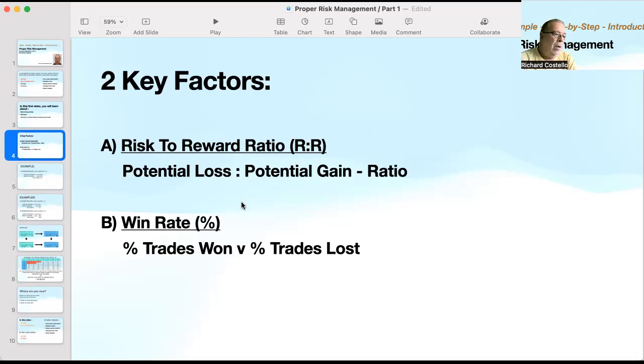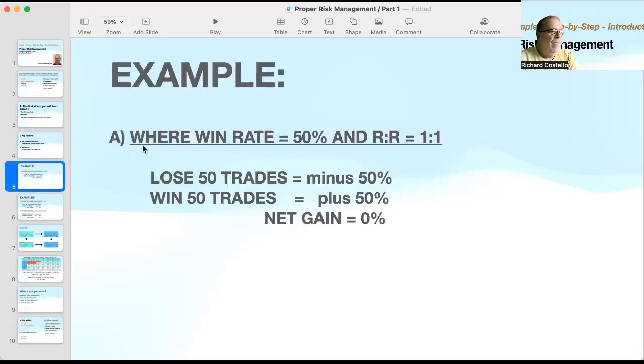And the other thing we're looking at is the win rate. So that's a percentage of trades that you win out of the total trades that you take. So let's give you some examples here. Where your win rate is 50% and your risk to reward ratio is 1:1.